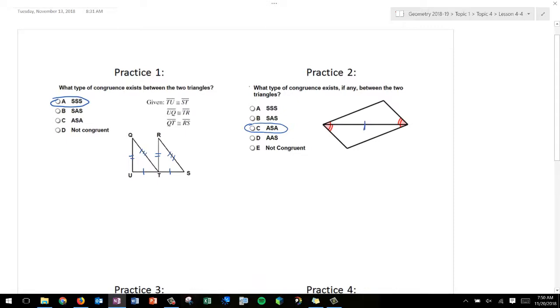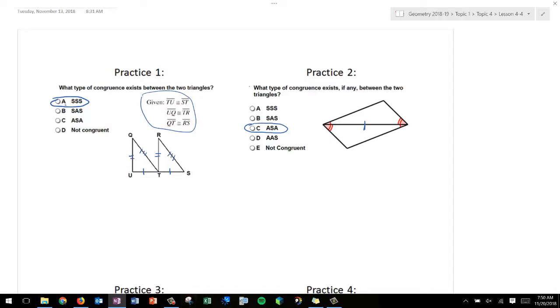All right, welcome back in. So in the first one, they gave us three pieces of information, three sets of congruent sides. When we mark that out, it's very easy to see that we have side, side, side congruence. Like I told you guys, this is the easiest one to see because it's just sides.